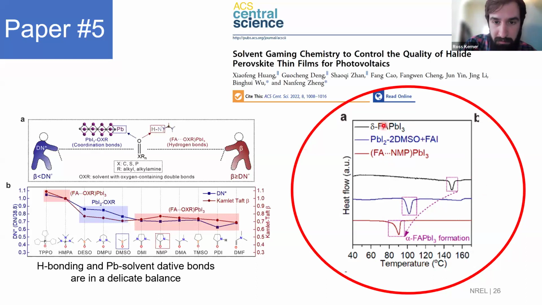So for delta FAPbI3, I think some of us may know, you have to go above 150 to convert to perovskite. If you've got DMSO in the film, it forms some sort of intermediate and it lowers the conversion temperature to 100. FA and NMP seem to have some magical synergy where it goes even lower and you can convert to perovskite before 100 degrees C.